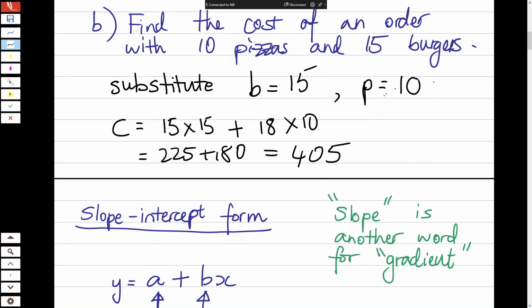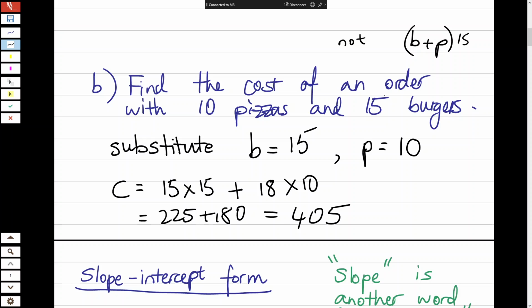So Lexi asked a good question just now. Couldn't we just do B plus P in brackets and then multiply it by, say, 15? The reason why you can't is because if you do this, you have to assume that the burgers and the pizza have the same price, which they don't. Because remember, the pizzas were $18, not $15.